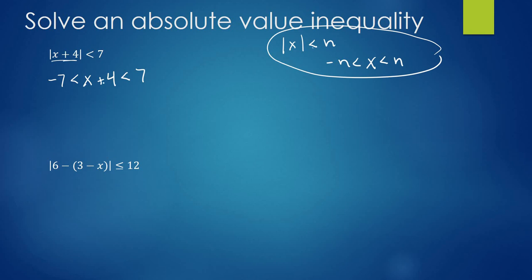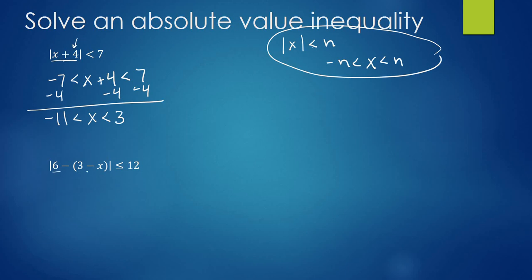Subtract 4 from both sides. Remember, this is a two-part inequality, so I have to subtract 4 from all of my pieces. Okay? So I'm subtracting 4 from all three pieces. So negative 11 is less than x, which is less than 3. So any number between negative 11 and 3 is less than 7 units away from negative 4.